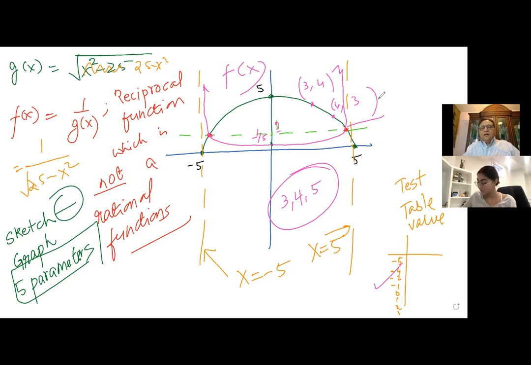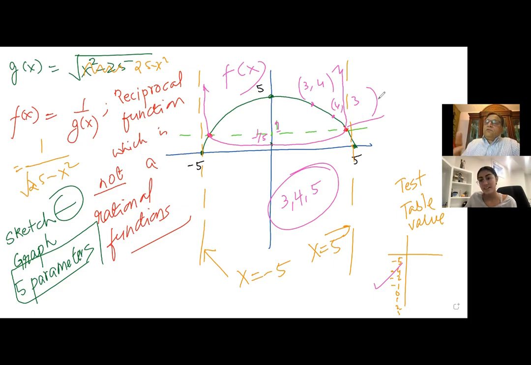So the 5 parameters of any reciprocal function are just your vertical asymptote, horizontal asymptote, your invariant points, and then your local max or min. That is it. That's 4, not 5. Positive or negative, with symmetry, there are so many things that come up.